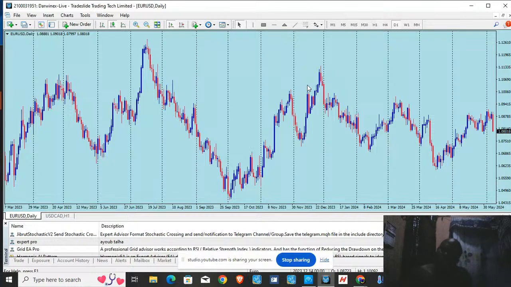So the topic is demand zone and the supply zone. Another name for demand is support, while that of supply is resistance.